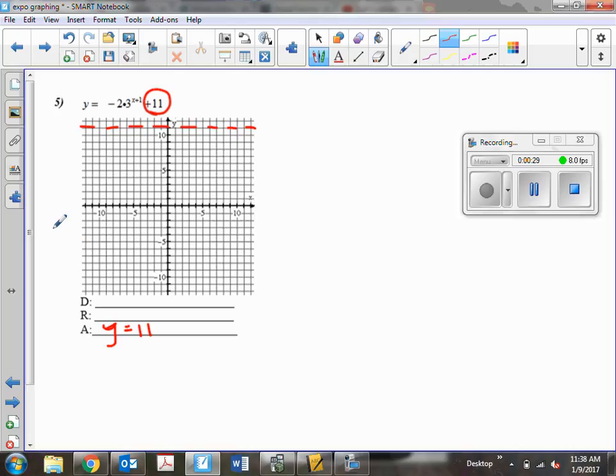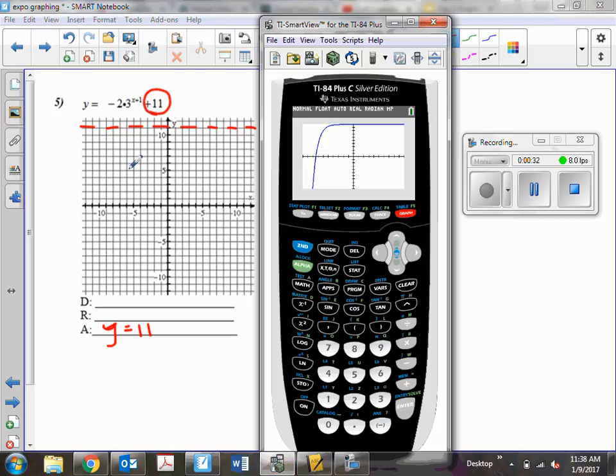Now I go ahead and I take my calculator and I enter this into my calculator so that way I can get some points to graph it. So I would have -2 times 3, and then make your exponent that x plus 1. If you have an older calculator, make sure you put that x plus 1 inside parentheses, and then plus 11.